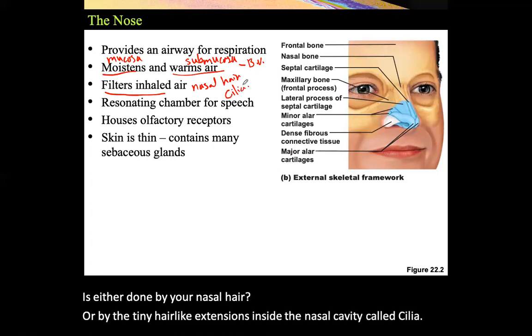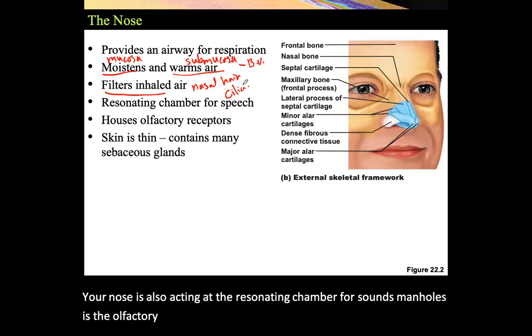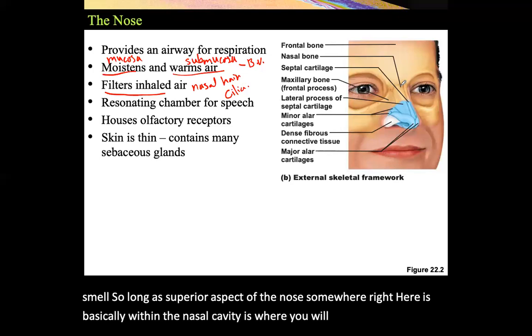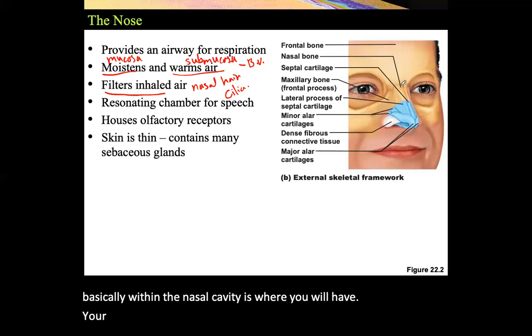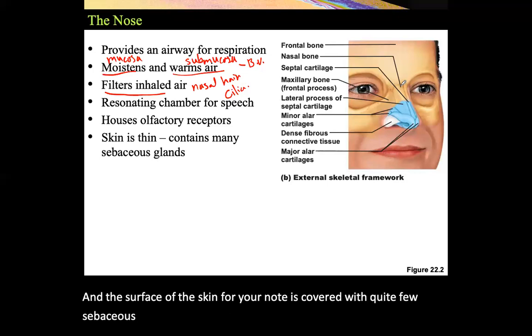Your nose is also acting as the resonating chamber for sounds and houses the olfactory receptors. Olfactory is associated with your sense of smell. So on the superior aspect of the nose, somewhere right here, within the nasal cavity, is where you will have your specialized receptors or neurons that give you your sense of smell. And the surface of the skin of your nose is covered with quite a few sebaceous glands, which basically produce oil.